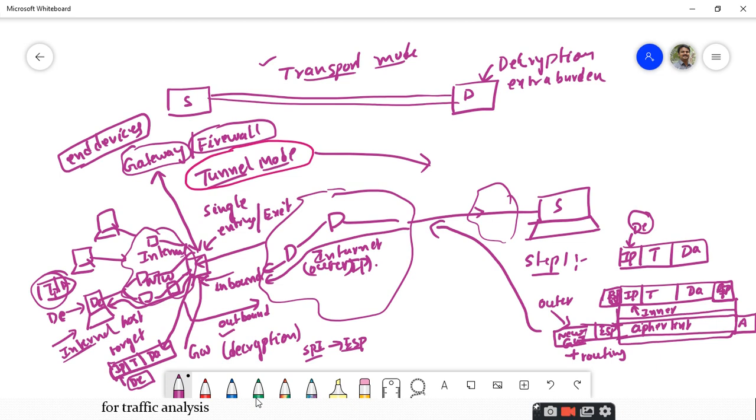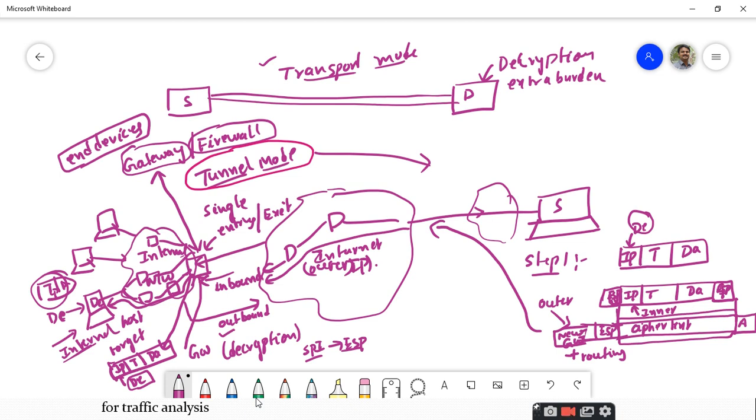Let us have a quick overview of what differentiates transport mode and tunnel mode. As I told, the transport mode is less secure when compared to the tunnel mode. Transport mode is always necessary when you have two hosts that are connected directly. In transport mode, the decryption and everything will be burdened on the host only. But if you consider the tunnel mode, it is more secure than the transport mode.